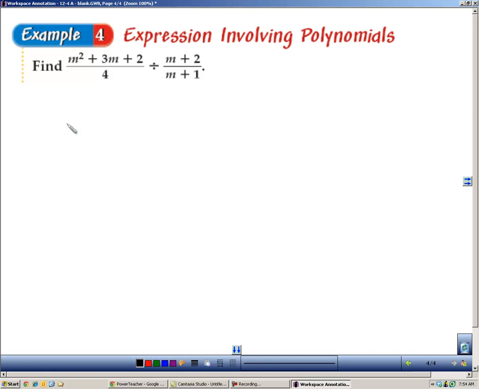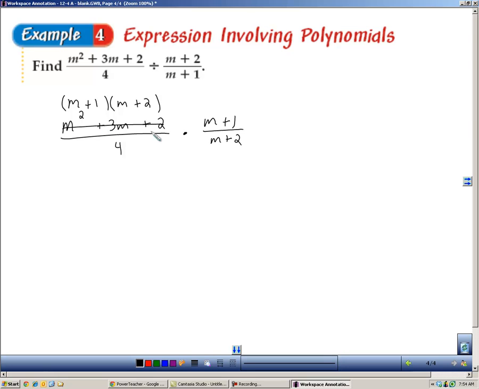Our last example, we'll leave the first fraction alone. Second fraction, we'll use the reciprocal. Now I can factor this trinomial over here. I'm going to try to do it in my head, something that you should increasingly be able to do as we practice the diamond more and more. So I need two factors of 2 that add to be 3. Sounds like a 1 and a 2.